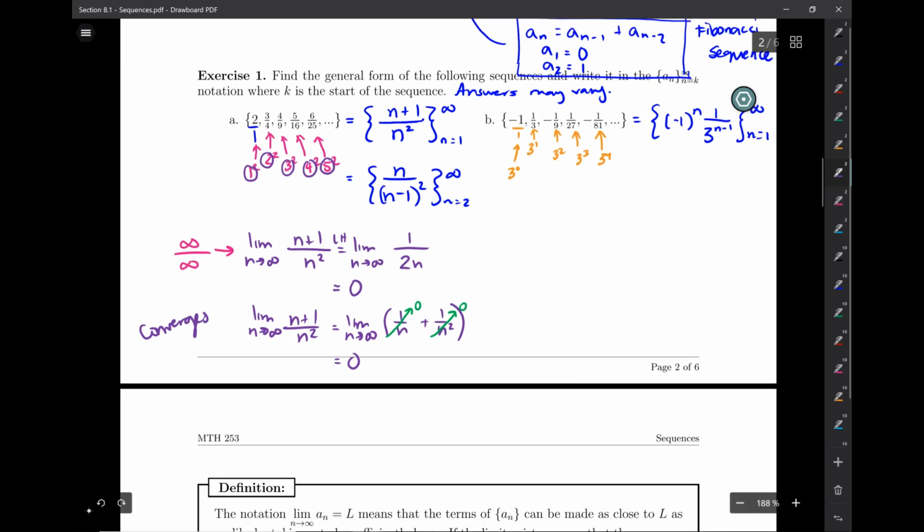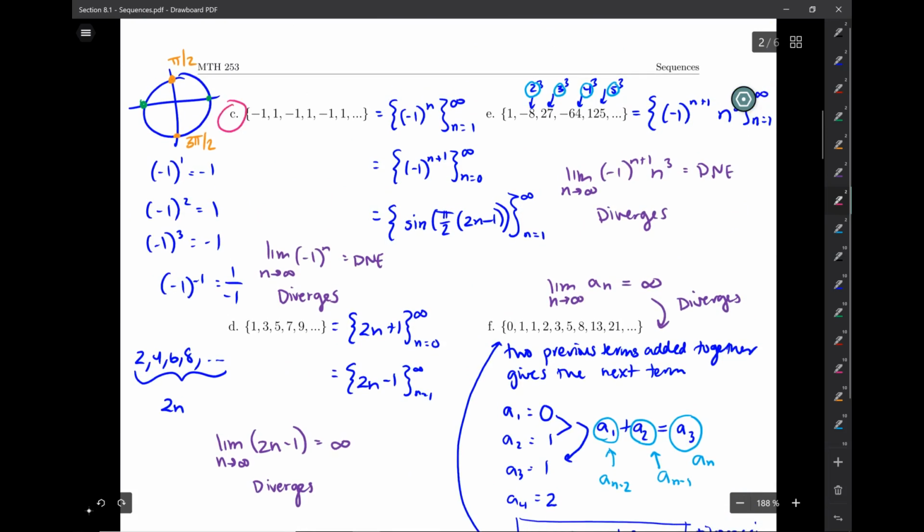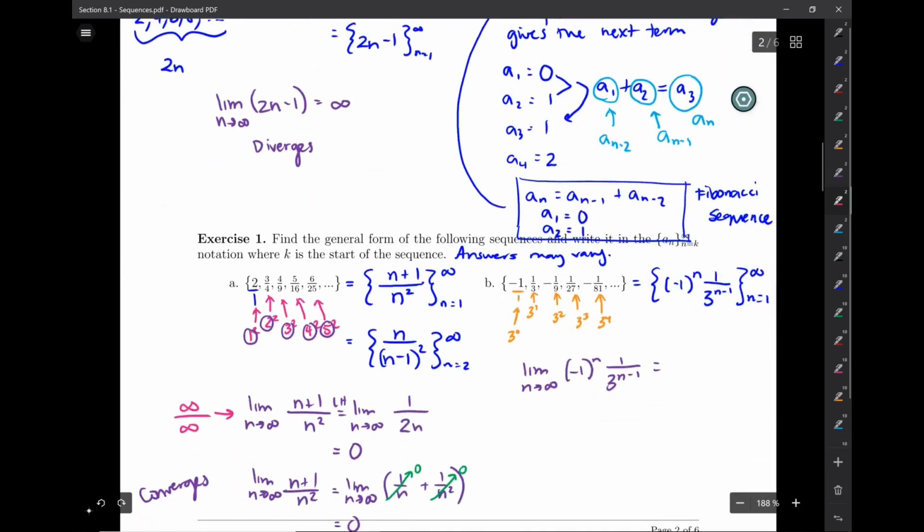Okay, part B here. We're going to again take a look at the limit as n approaches infinity of (-1) to the n times 1 over 3 to the n minus 1. This one's a little tricky, because this is going to be that alternating piece that keeps going between -1 and 1, and that has been an issue before. So far, all of our alternating sequences have diverged, which have been part C and part E here. Notice both of those diverge.